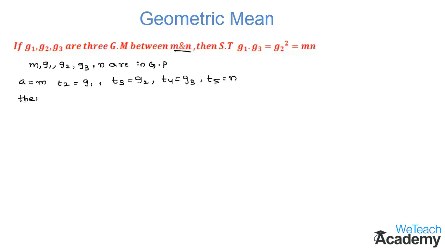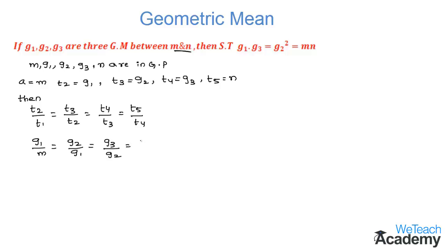Then we have t2 divided by t1 is equal to t3 divided by t2 is equal to t4 divided by t3 is equal to t5 divided by t4. It is nothing but the ratio between the terms. So let us substitute all the values here. We get g1 divided by m is equal to g2 divided by g1 is equal to g3 divided by g2 is equal to n divided by g3.